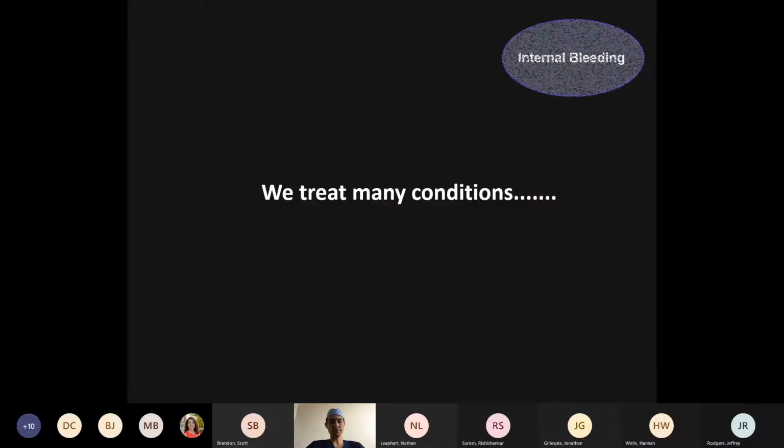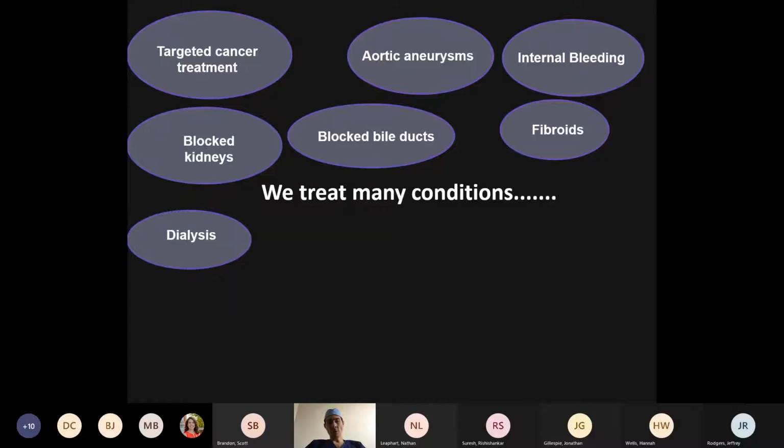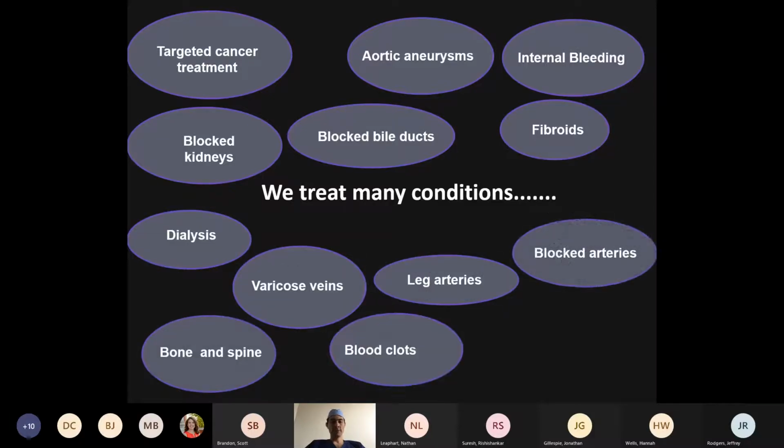Can go to the next one. And this is after all this technique development, developing the equipment and devices. Nowadays, we're able to treat many different conditions.